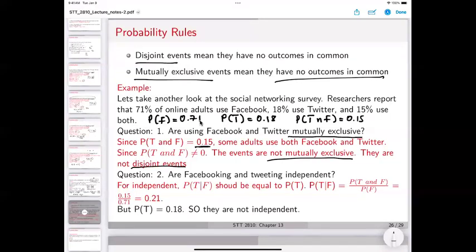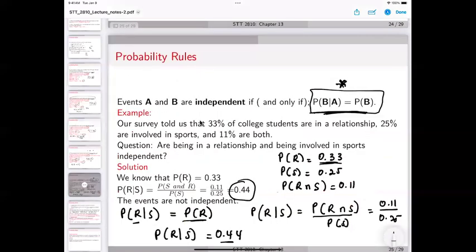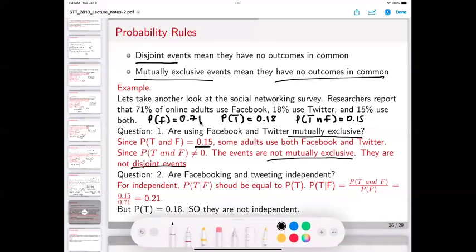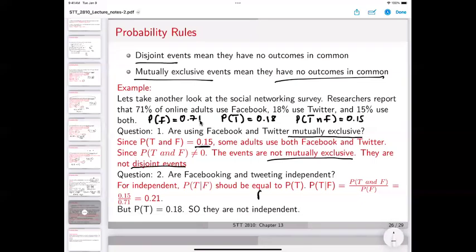And then let's get to 2. We are trying to verify if Facebooking and tweeting are independent. So remember I told you to be able to write this down. So we want to verify if Facebooking and tweeting are independent. So I try to do the probability of tweeting given Facebook, which should be equal to the probability of what?